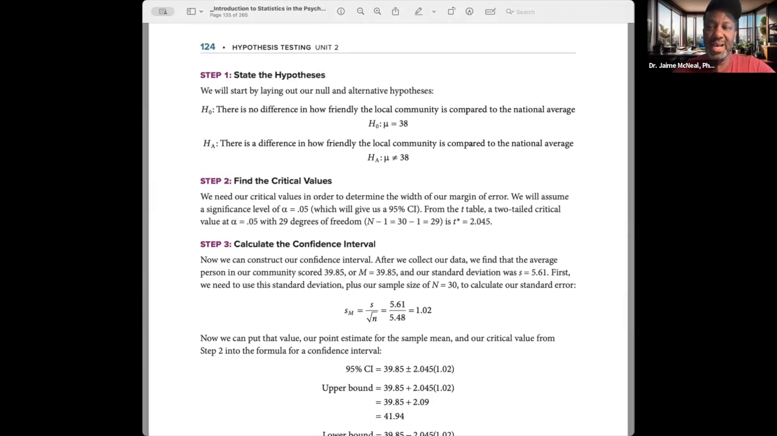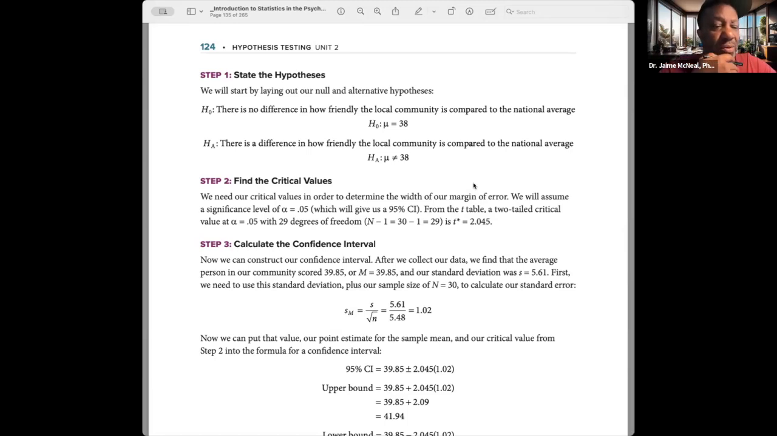And then we establish the alternative hypothesis. There is a difference in how friendly the local community is compared to the national average. And in this test, we're looking for either greater than 38 or less than 38. We just want to see if it's different than 38. We don't care which direction. So that's when we're using not equal to. So that would be a two-tailed test.